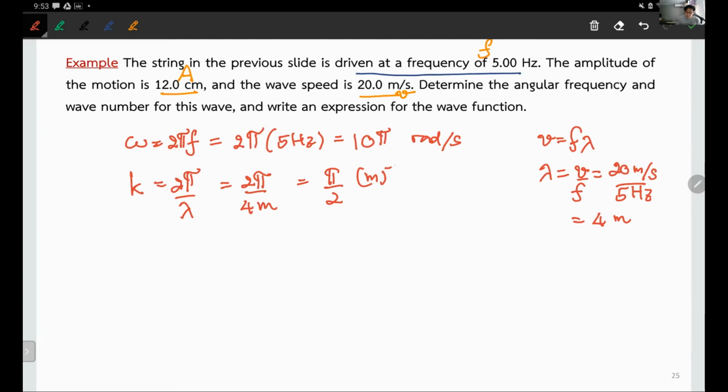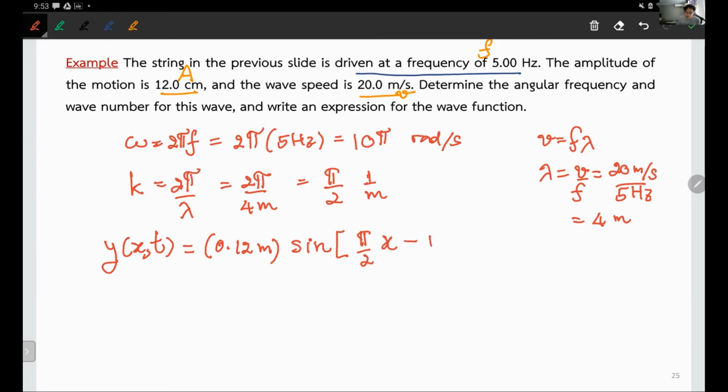Let's do 1 over meter units. There you go. And that's it. Write an expression of the wave function. So I can say y of x and t, two variable functions, is just the amplitude A sine, you can pick cosine if you like, doesn't matter, kx minus omega t. Done.